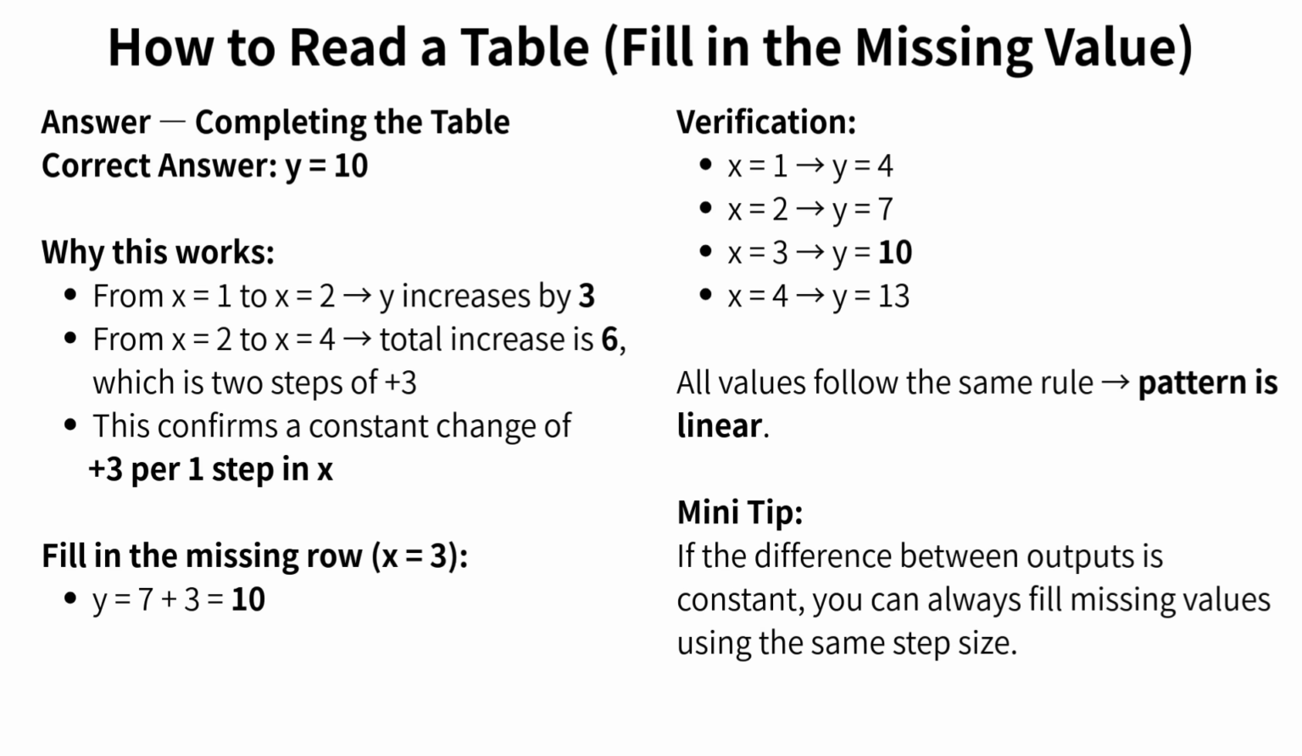Let's check the answer for the missing value in the table. We start by looking at how the output changes as x increases. From x equals 1 to x equals 2, the value of y increases from 4 to 7. That's an increase of 3.